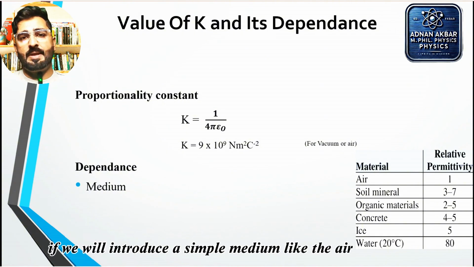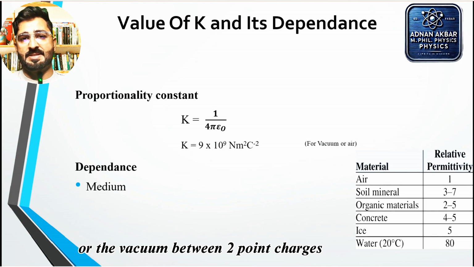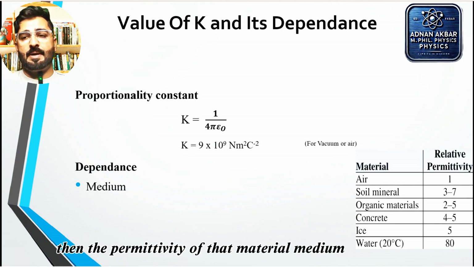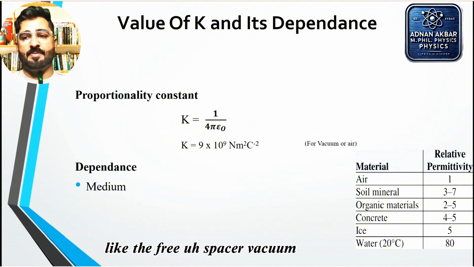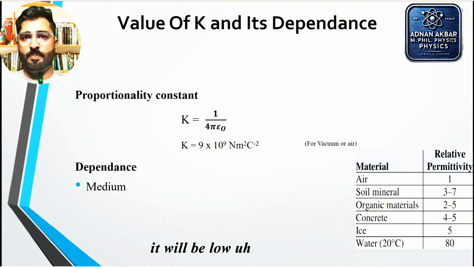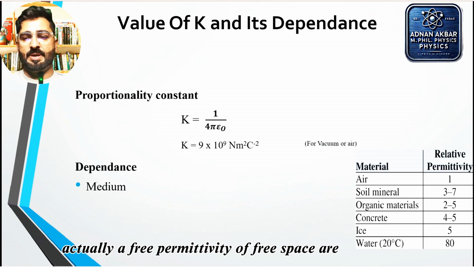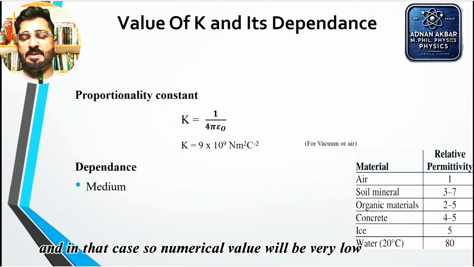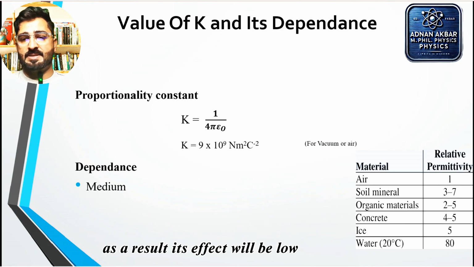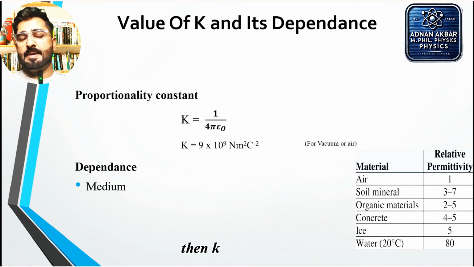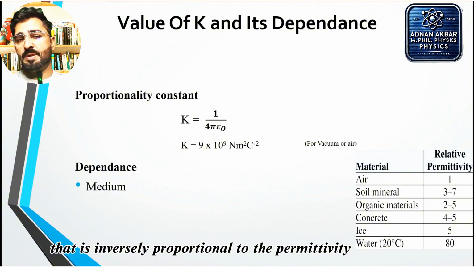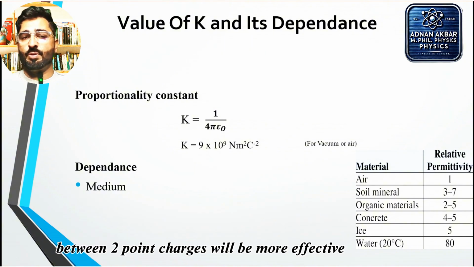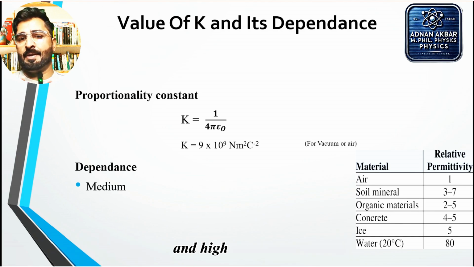On the other hand, if we introduce a simple medium like air or vacuum between 2 point charges, then the permittivity of that medium, like free space or vacuum, will be low. Actually, the permittivity of free space, the permittivity of vacuum, is not that of a material medium, and in that case its numerical value will be very low. As a result, its effect will be low. Then K, which is inversely proportional to the permittivity, will be high, and the force between 2 point charges will be more effective and high.